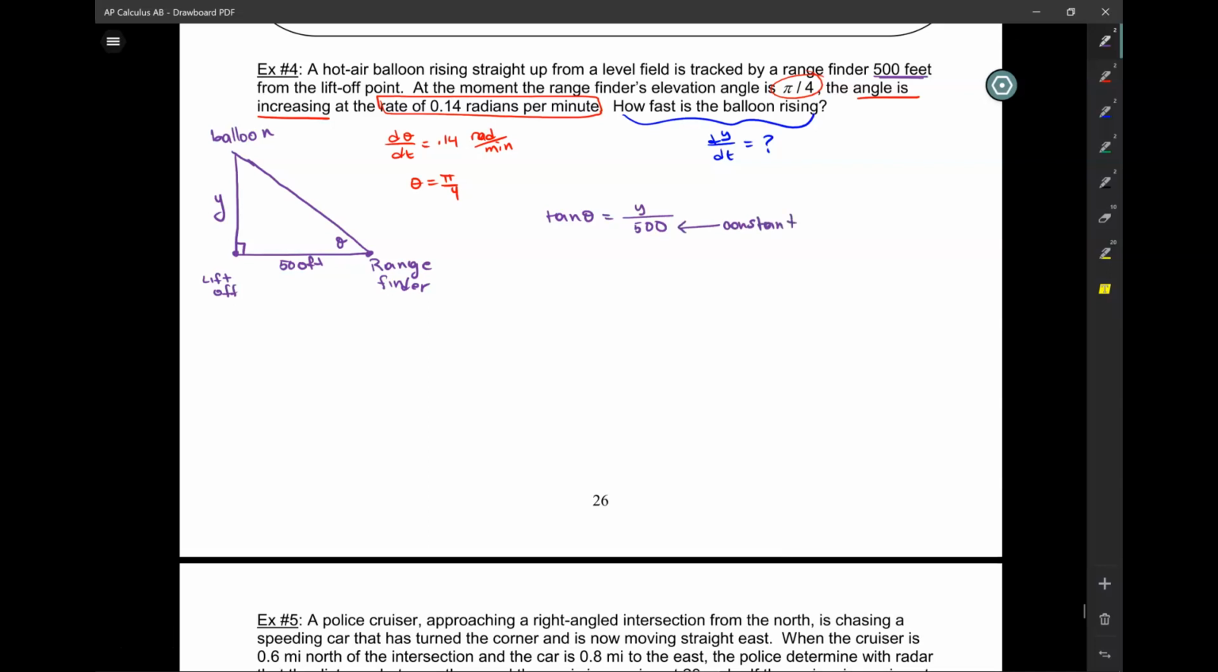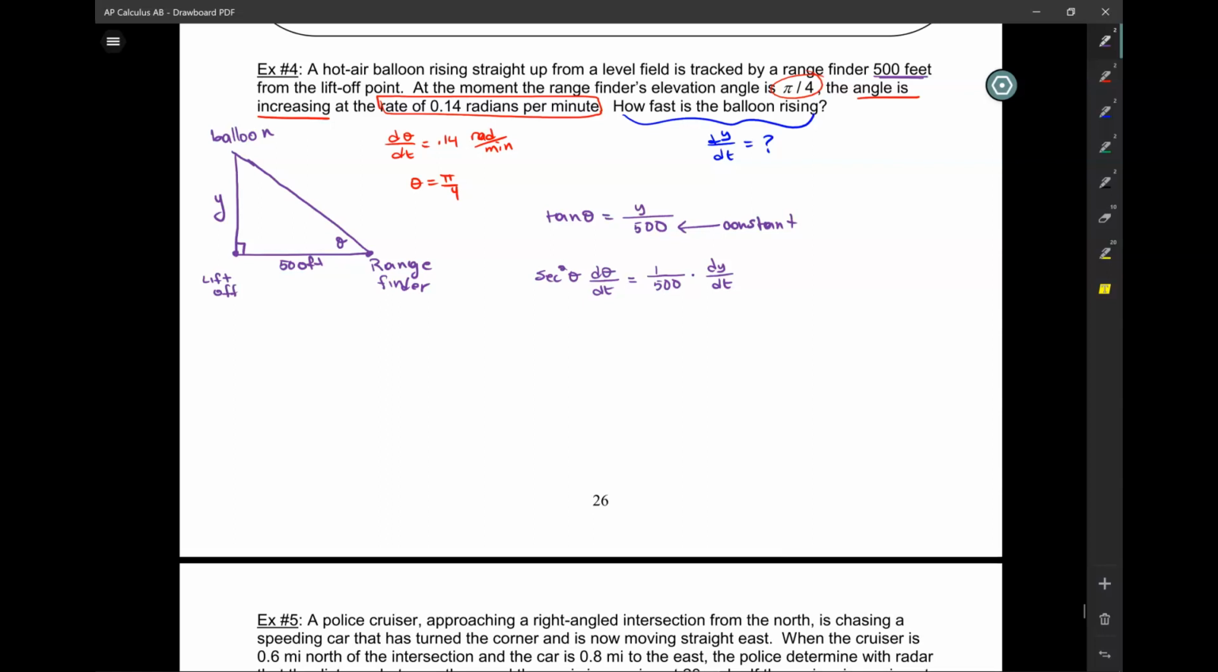Okay, now let's take a derivative of this. So I have secant squared theta d theta/dt is equal to 1 over 500 times the derivative of y, dy/dt. I want to say that up until the point where you wrote down tangent of theta is y over 500, that's the most challenging part of this problem. And the rest is more methodical. Because no two problems are alike, right? So that's the part that's different.